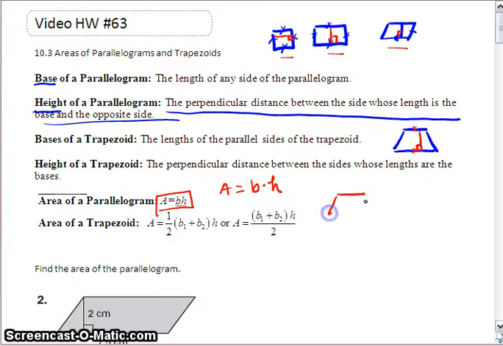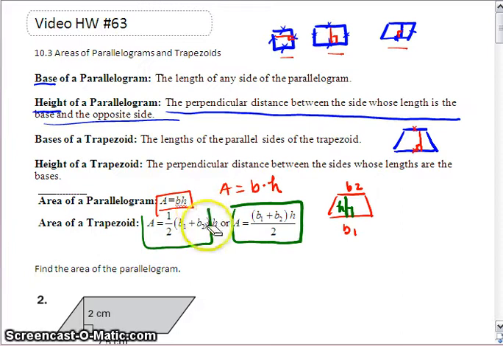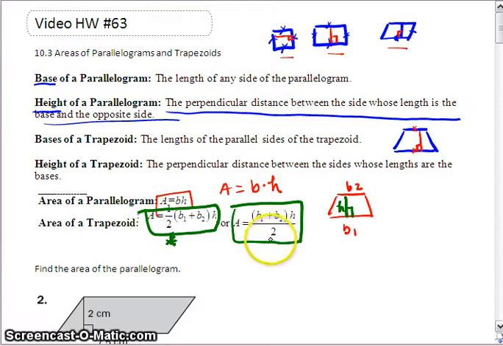If I have a trapezoid, it actually has two bases, base 1 and base 2, and then its height, again, is perpendicular to its bases. So this would be its height. Here's the formula. There's actually two ways to write it. Now I like to use this one mainly because it's easier to deal with a half than it is to divide by 2 when there are variables involved.